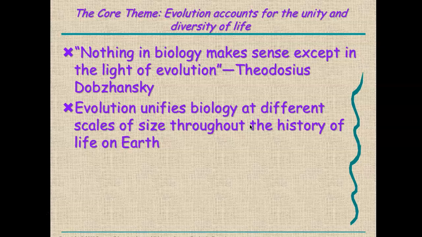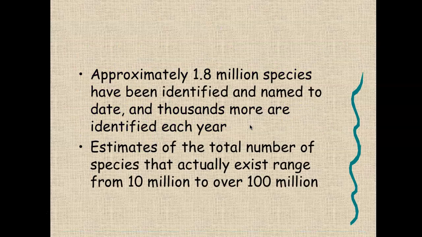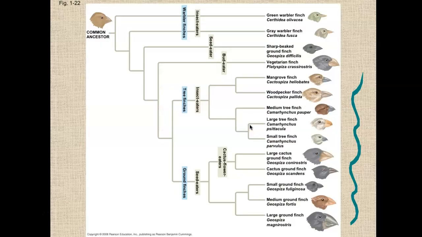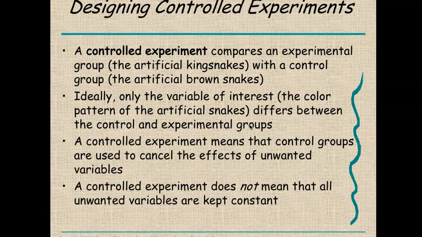Evolution unifies biology at different scales of size throughout the history of life on Earth. We're going to talk about a lot of different species in the history of life on Earth. It says 1.8 million species have been identified and named to date, and thousands more are identified each year. And that the estimates of the total number of species that actually exist range from 10 million to over 100 million. And then we're going to look at things like this. This is a phylogenetic tree right here. And so those are all the themes.